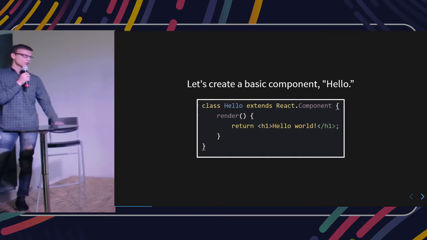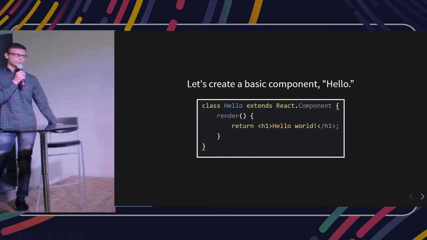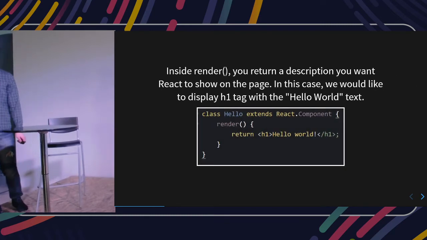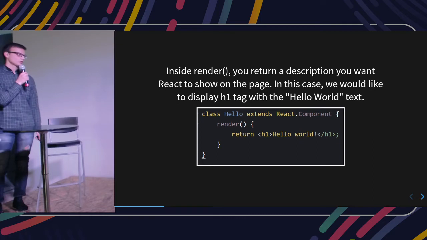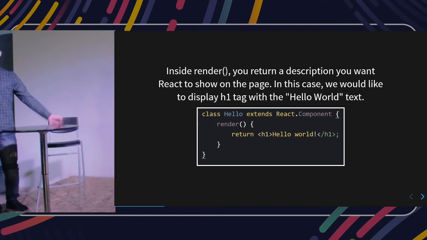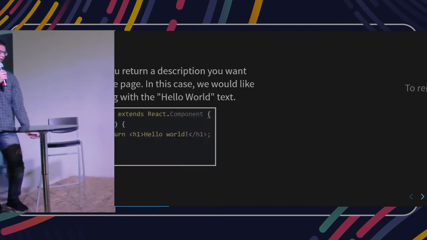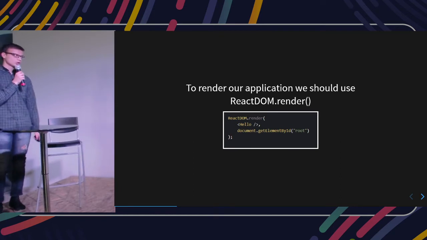Also, in your component, you can create some methods. In this case, we've created a render method. Here we see an h1 tag, and it shows us what we're going to see on our display. To render our application, we should use ReactDOM.render. So here we can see our Hello component and our entry point of the application. This is document.getElementById root.